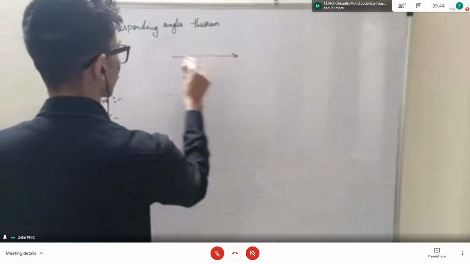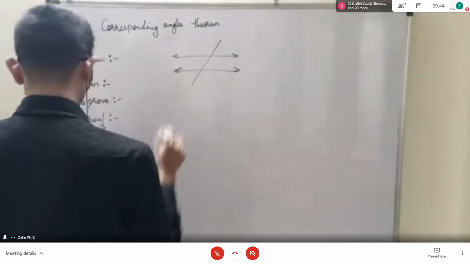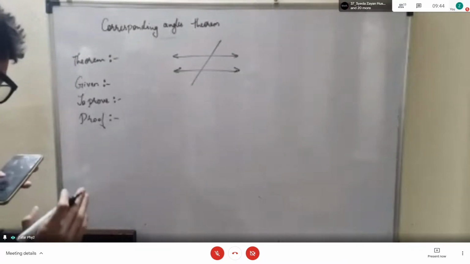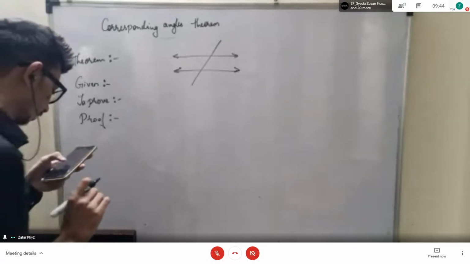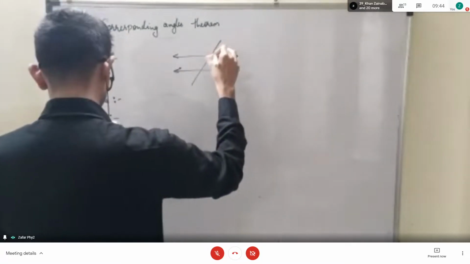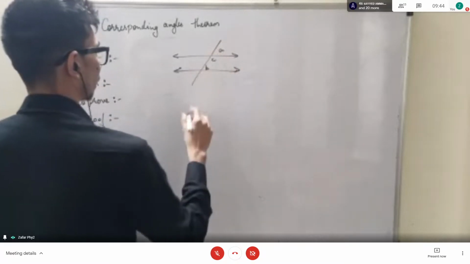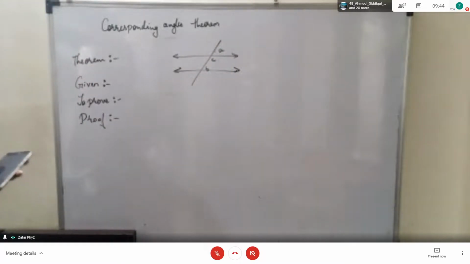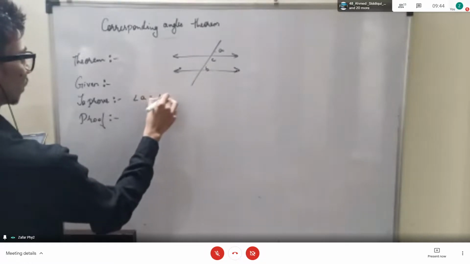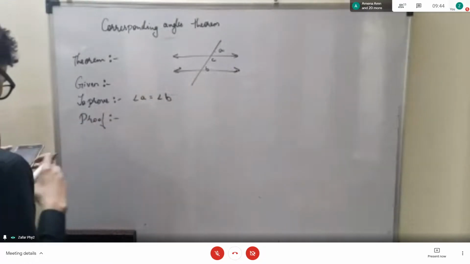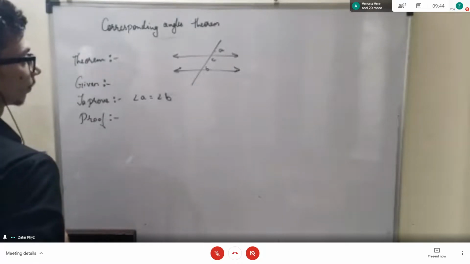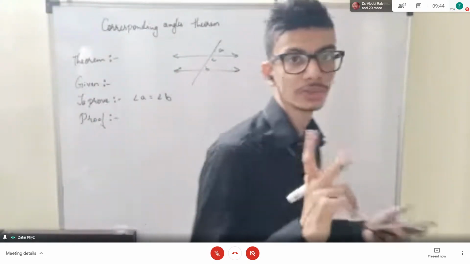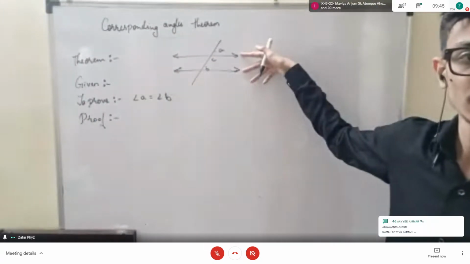The corresponding angles formed by a transversal of two parallel lines are of equal measure. Okay, the corresponding angles A and B, they are talking about A and B corresponding. So we have to prove that angle A is equal to angle B. This is given to us. This we have to prove. Now they have said the lines are parallel. First thing they have said is that the lines are parallel.